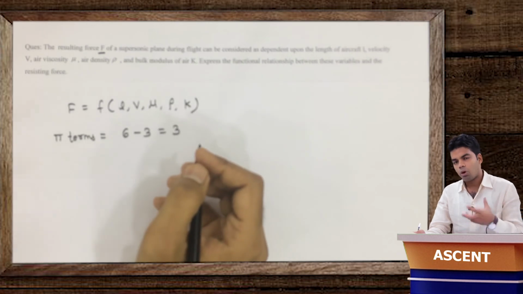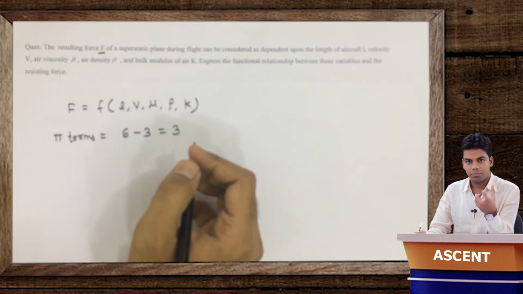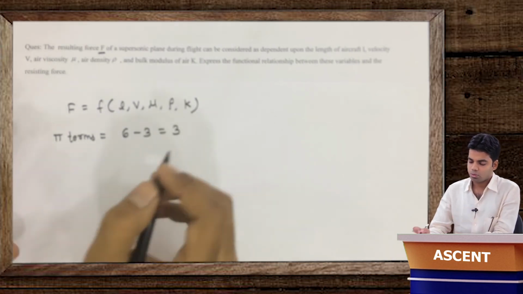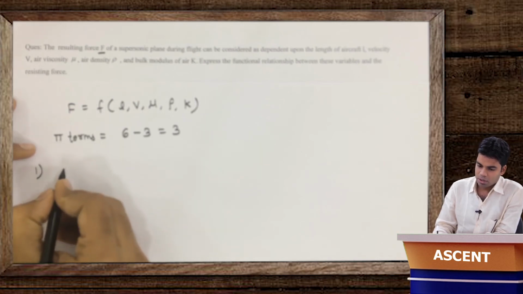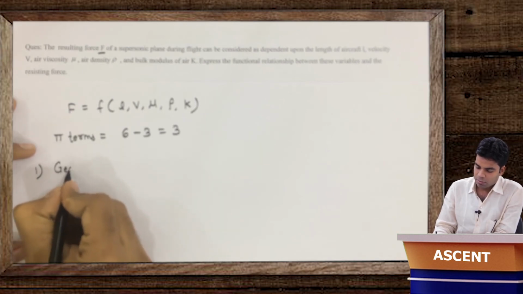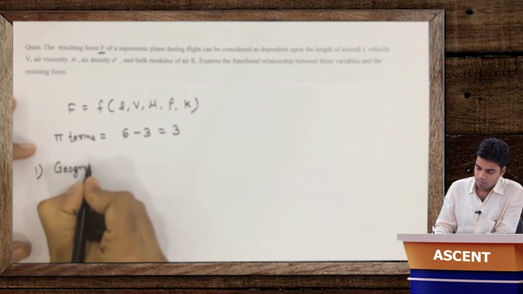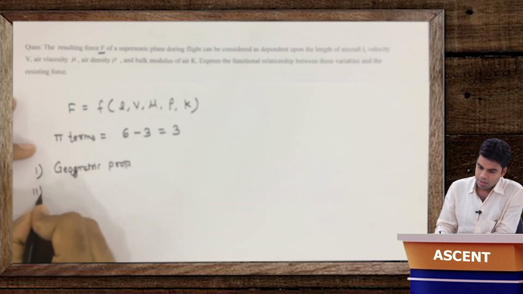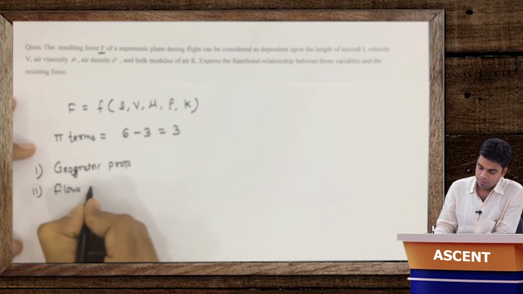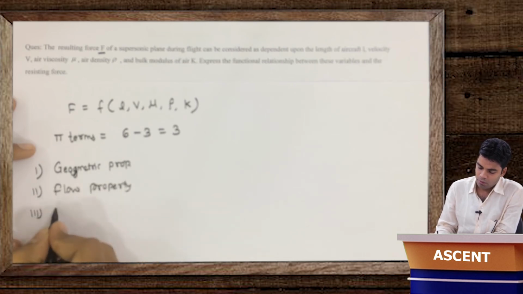And for forming these pi terms, the very first thing is to determine the repeated variables. What are the repeated variables? To determine the repeated variables, I will tell you the easiest process. The first will be the geometric property, second will be the flow property, and third will be the fluid property.